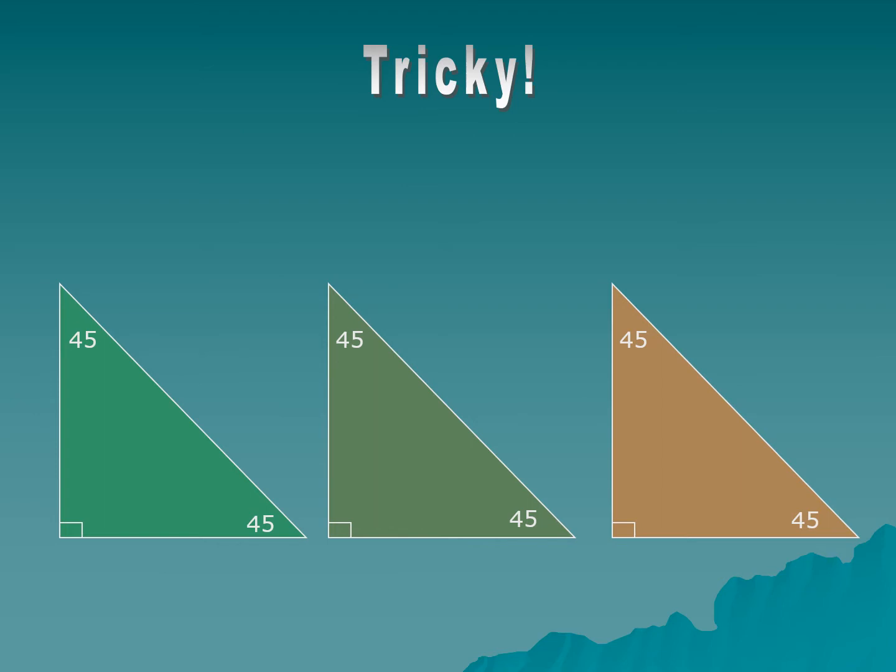Let's do some more examples, but a little bit trickier. What if I told you that the hypotenuse is 10? How do we go backwards to find the other two legs? I'll give you a second to think about that.